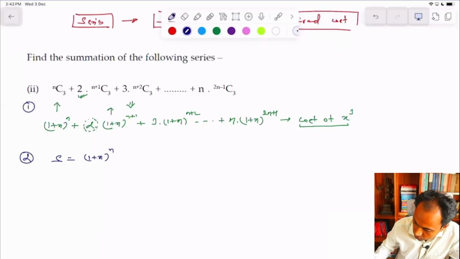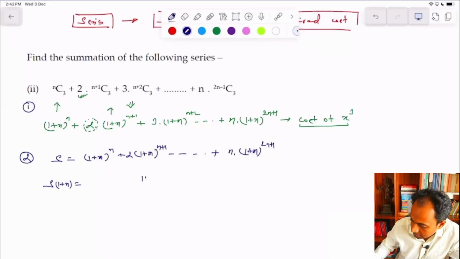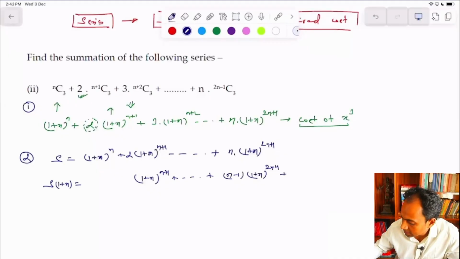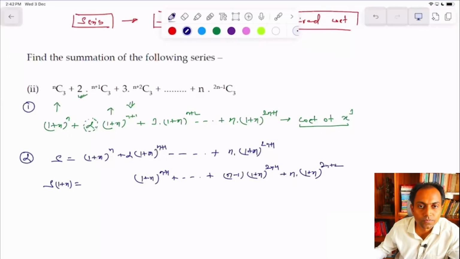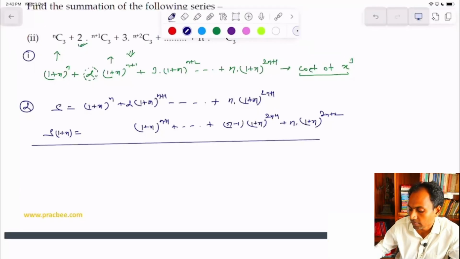So 1 plus x raised to the power n plus 2 times 1 plus n into 1 plus x raised to the power 2n. Now multiply this series with a common ratio, that is 1 plus x. Now slide it a little bit: 1 plus x raised to the power n plus 1. This will become n minus 1, 1 plus x raised to the power 2n plus 1. And then there would be a last term, n into 1 plus x raised to the power 2n plus 2. Once you have written it in this manner, we can subtract it and get the answer.